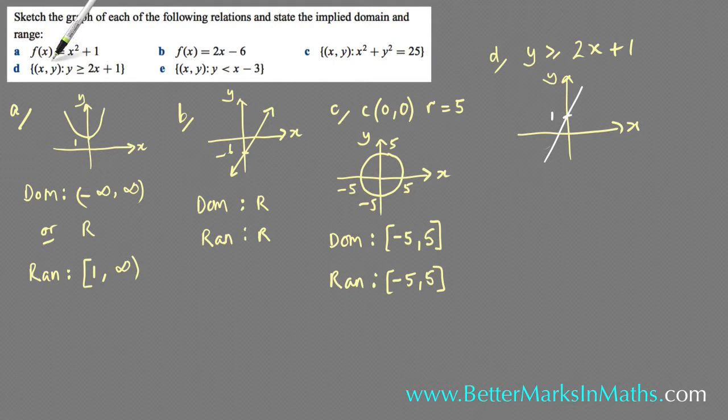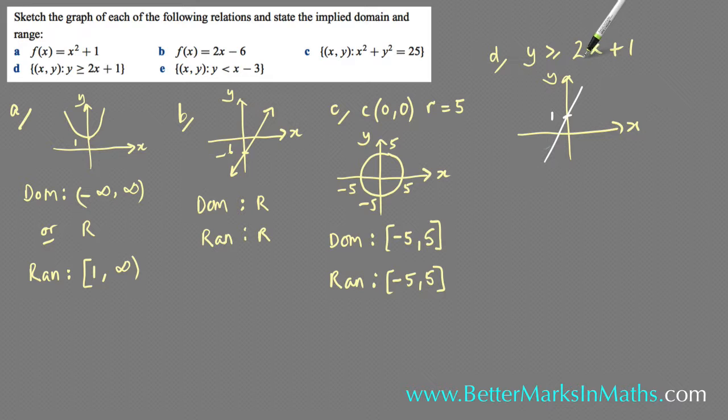Part D, the set of x and y values such that, or the set of points x comma y such that y is greater than or equal to 2x plus 1. This is just notation. It's a different way of writing a function or a relation, and it doesn't really mean anything about how you're going to work it out. You're going to work it out in exactly the same way as if it had been just y greater than or equal to 2x plus 1.